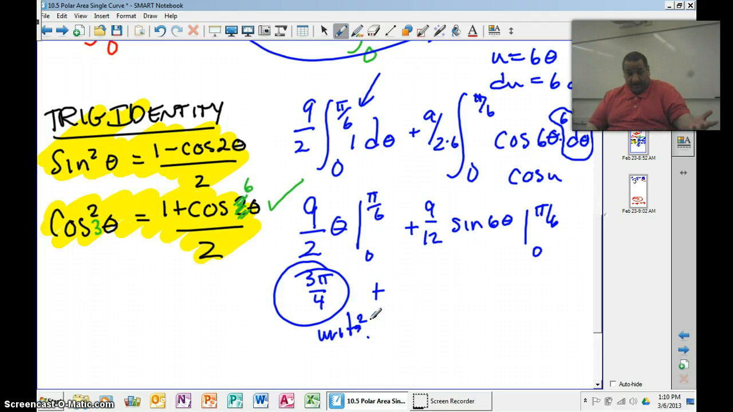So multiply that guy by 3, 9 pi over 4 is the whole graph. That's the square units of the whole graph. But right here, remember, 6 times pi over 6 is pi. Sine of pi is 0. 0 times anything is 0. And the sine of 0 is 0. And it usually works out like that.